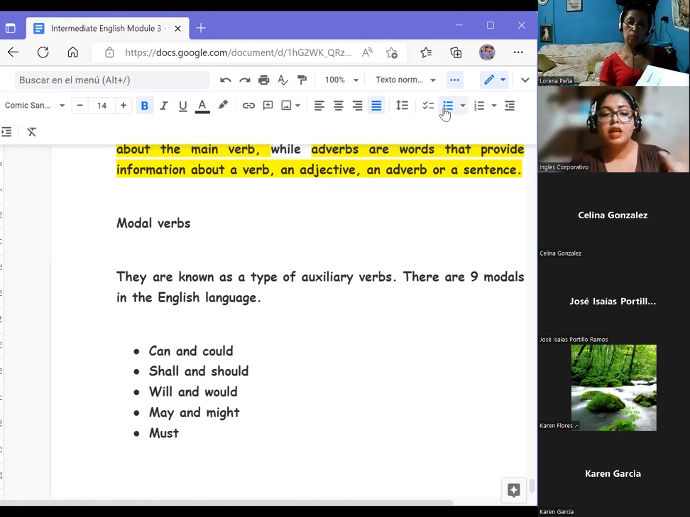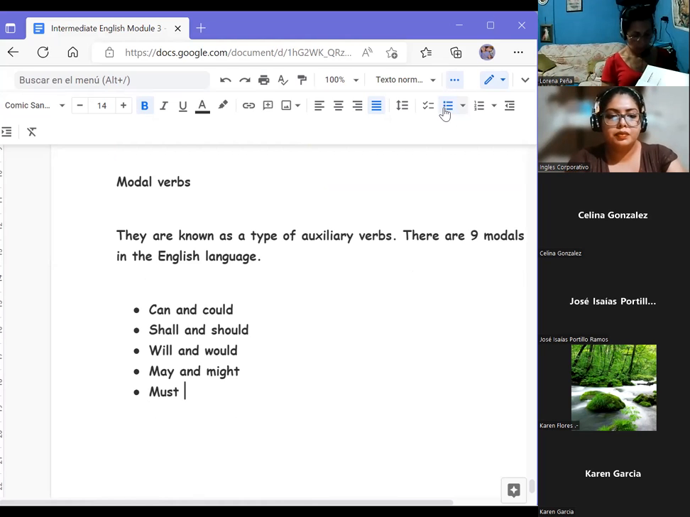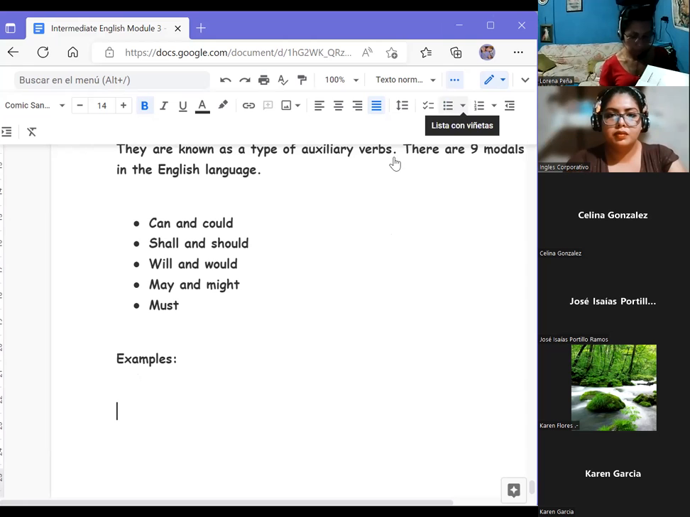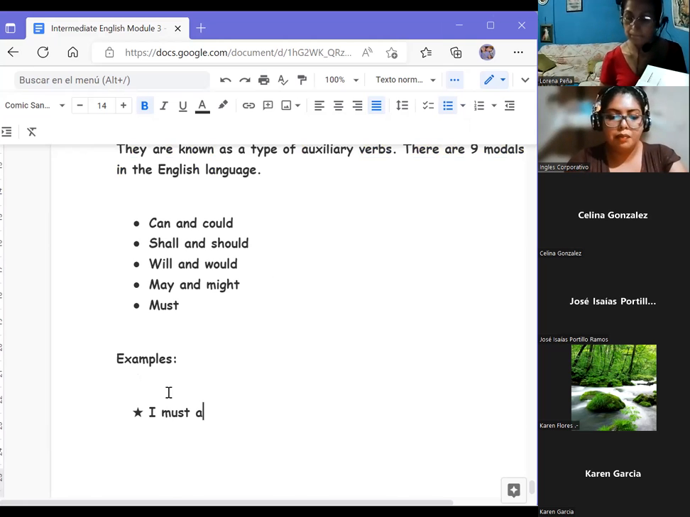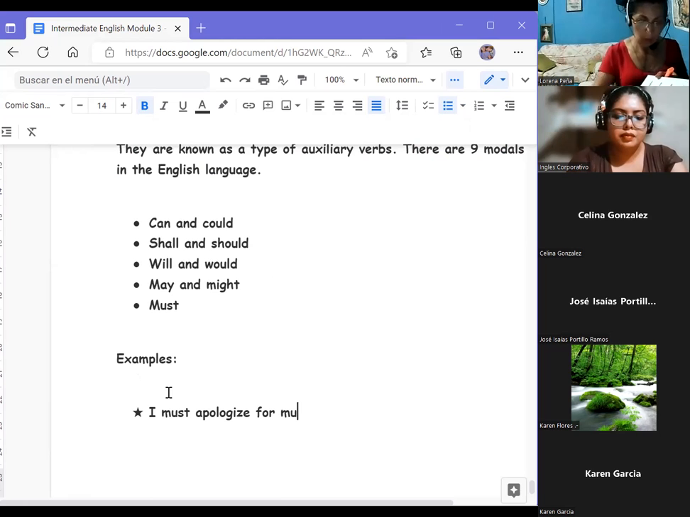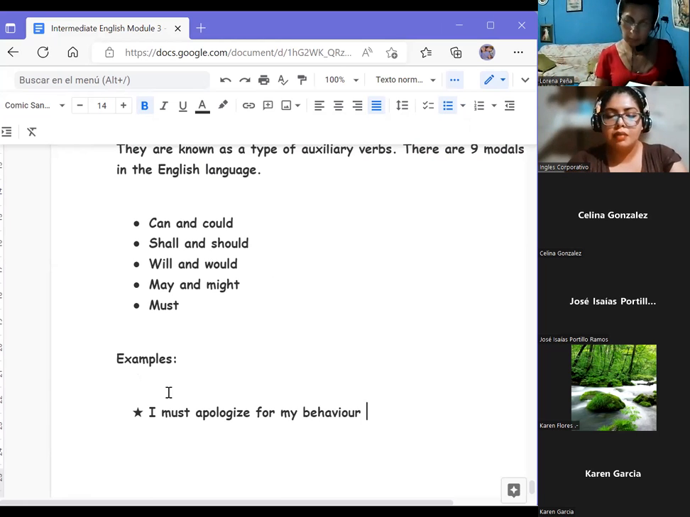And we are going to see some examples of these modals in action. So it's better to understand when we have different examples of how to use those modals. So we're going to see the example. And we have here, I must apologize for my behavior. Then we have, I might have been too harsh.